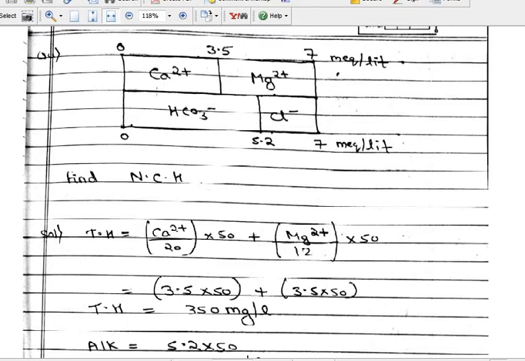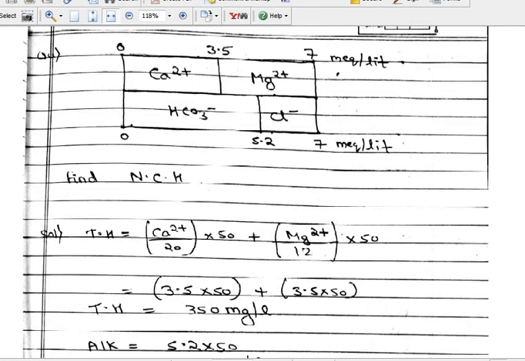So that means calcium ion concentration is 3.5 milliequivalent per liter, and Mg2+ concentration will be 7 minus 3.5, because it is cumulative: 0, 3.5 and 7. Up to here it is 3.5 calcium, and 3.5 to 7 is magnesium, so magnesium is 3.5 milliequivalent per liter. At the bottom it is 0, 5.2 and 7. So 5.2 milliequivalent per liter is the bicarbonate concentration, and the remaining 7 minus 5.2 is fluoride ion concentration. But this is not our interest. Our interest is only in the anions.